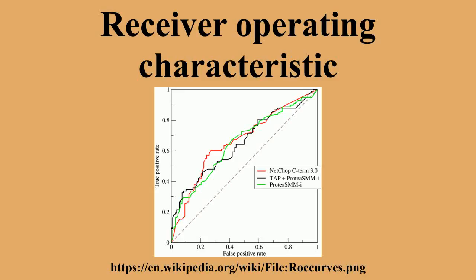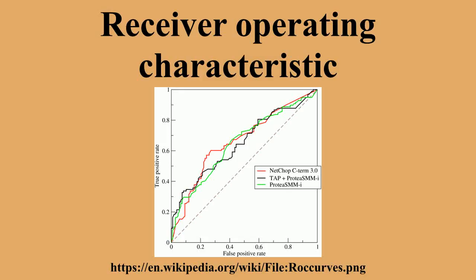In statistics, a receiver operating characteristic, or ROC curve, is a graphical plot that illustrates the performance of a binary classifier system as its discrimination threshold is varied. The curve is created by plotting the true positive rate against the false positive rate at various threshold settings.